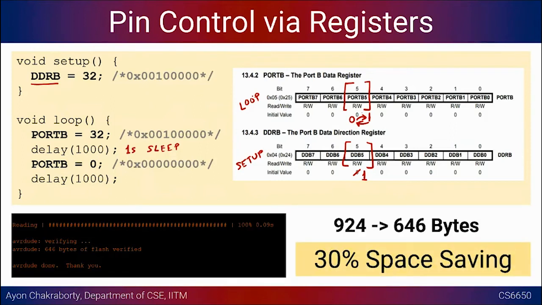And now we actually save a lot of space, right? We removed the pinMode API call. We have removed this digitalWrite API call, and just by replacing these API calls, we have already seen that the program is much faster, right? The extra overhead coming from these libraries was slowing it down. And the other thing is that the code also shrank by 30%, right? Instead of 924 bytes for the simple program, we now end up with 646 bytes.